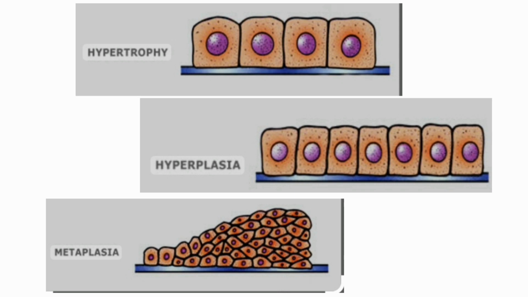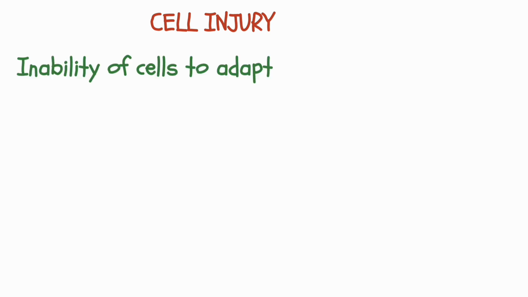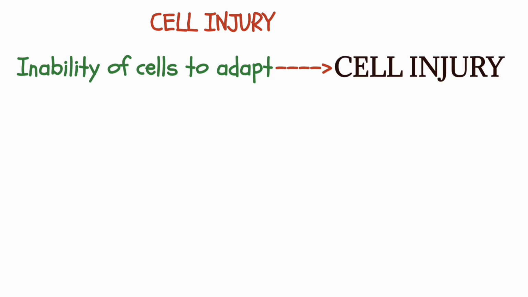Okay, let's move on to cell injury, etiology and types of cell injury. Remember that the cell will modify its structure and function in order to adapt to the increasing physiological demand and stress, that is cell adaptations. But when the cell is no longer able to adapt to the increasing physiological demands and stress, cell injury occurs. So cell injury occurs when adaptation is not possible or does not occur.